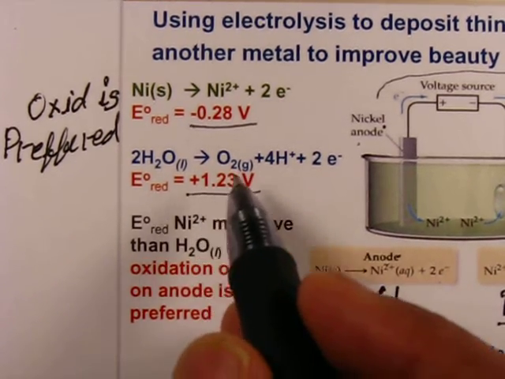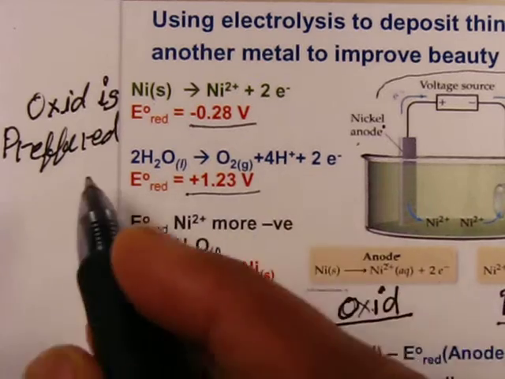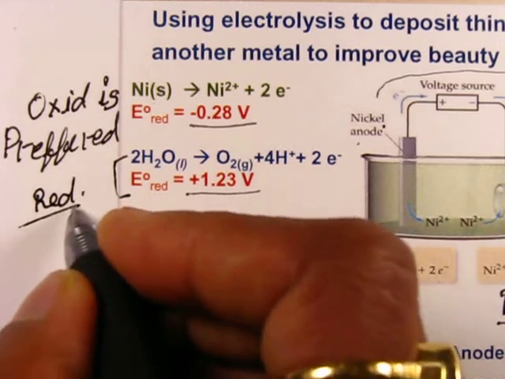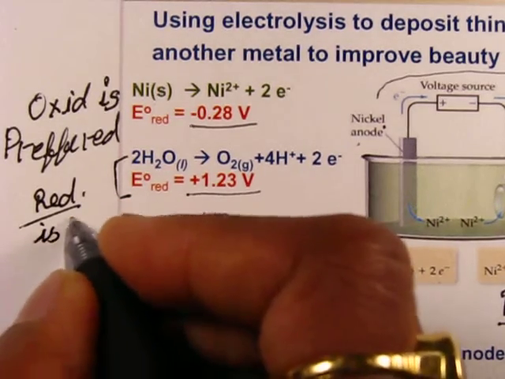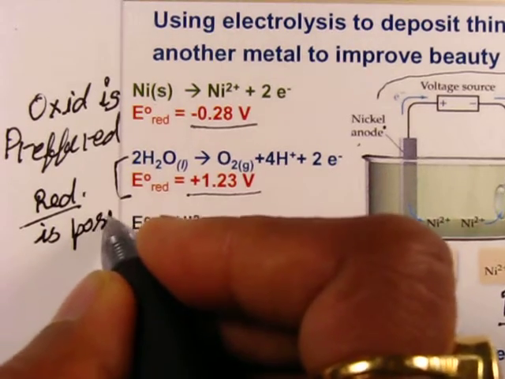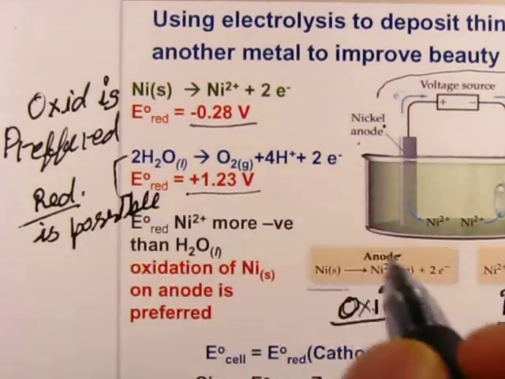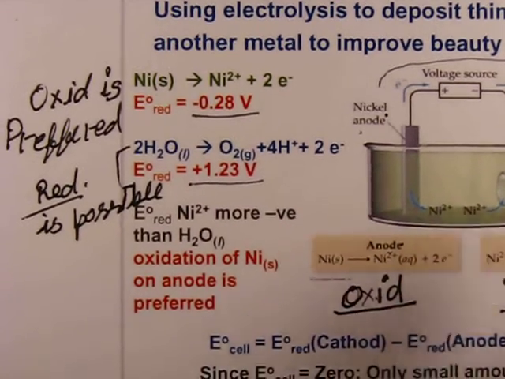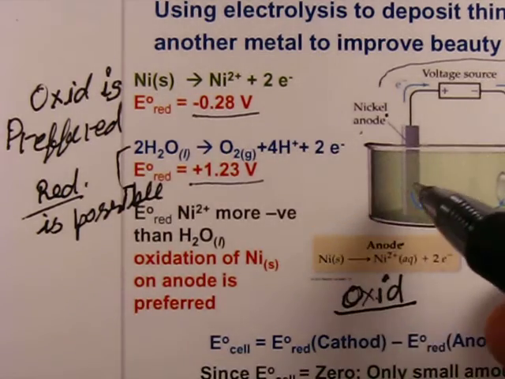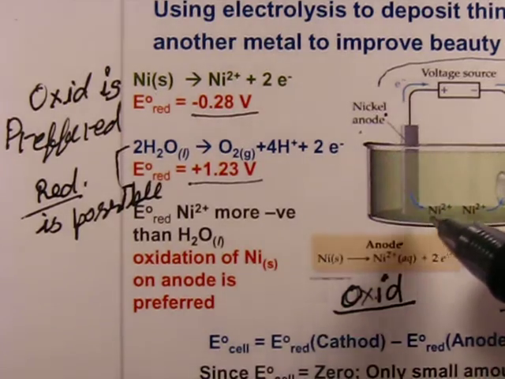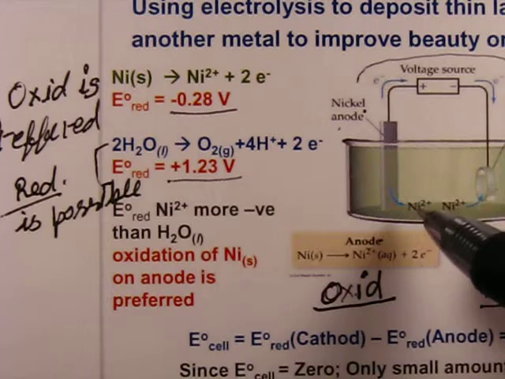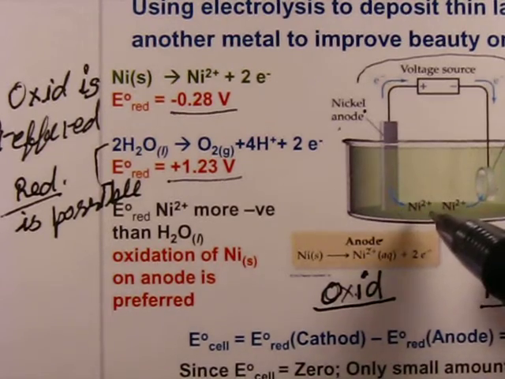So basically the bigger value usually gets reduced. So reduction is possible for water here, and oxidation is preferred on the anode. That is why, based on the less negative reduction potential, nickel metal from the strip loses two electrons, nickel atoms lose the two electrons and come into solution as nickel ion.